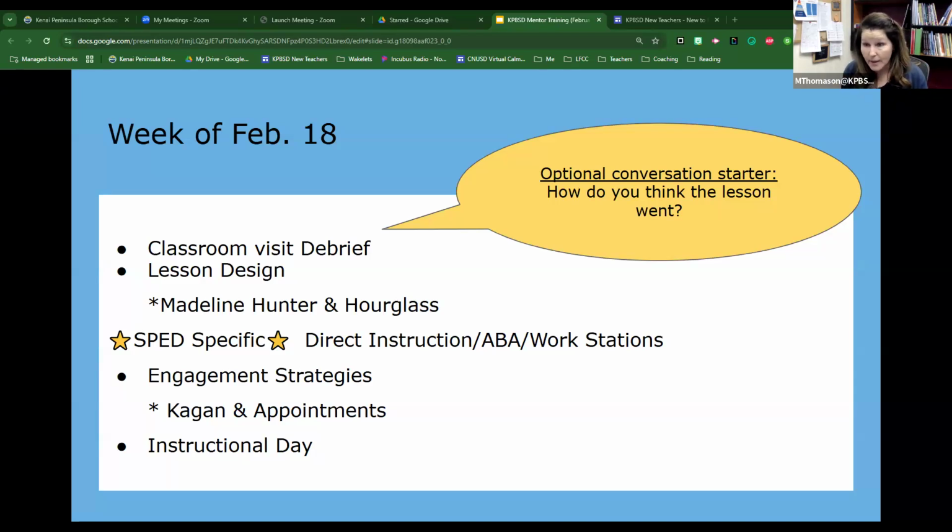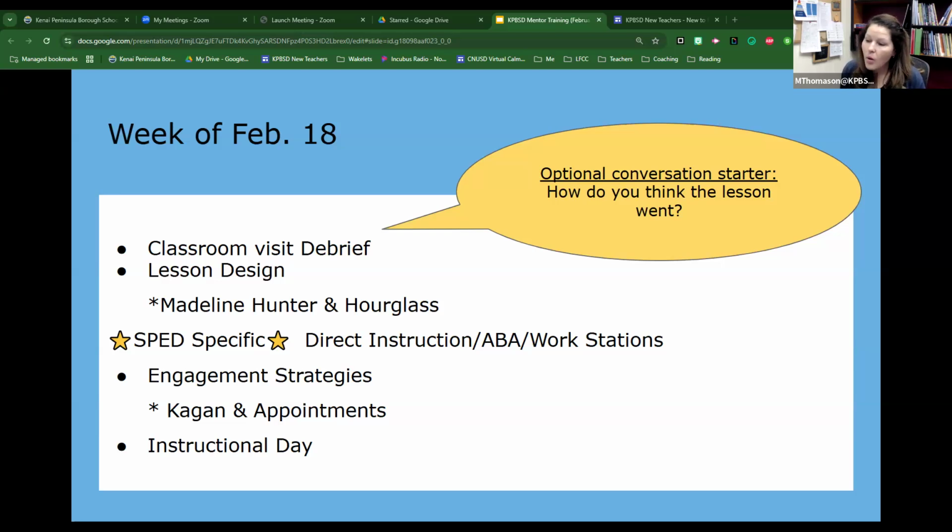However, what I do recommend is that you debrief with your mentee, because your mentee wants to see that document. So if the week of February 18th works out for that debrief, great. If it doesn't, make sure that you build in some time to debrief your classroom visit.